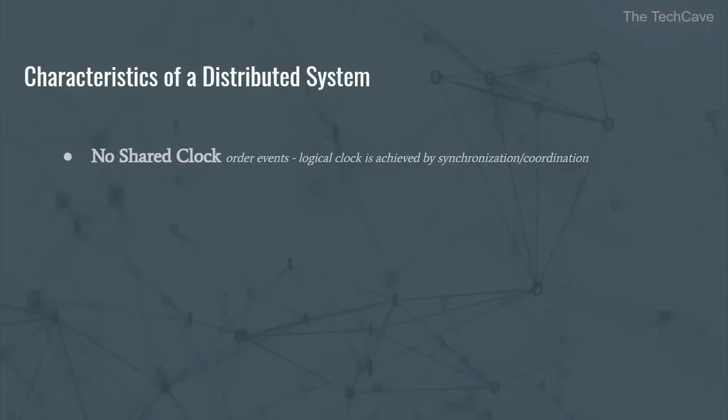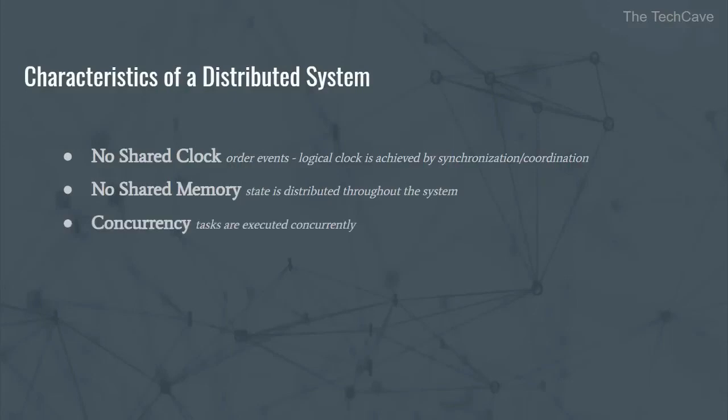The second principle is no shared memory. This is another key feature of distributed systems. This means nearly each process has its own independent memory to work with, and state is distributed throughout the system. Concurrency is another important characteristic of distributed systems, which means that software and the hardware components of the system, also called processes, are autonomous and execute tasks concurrently.